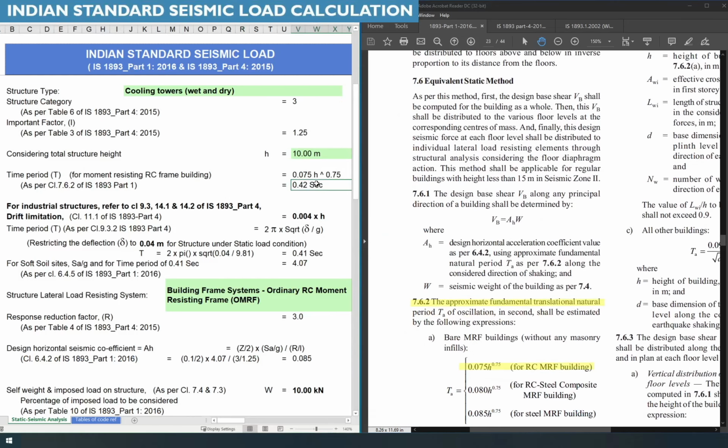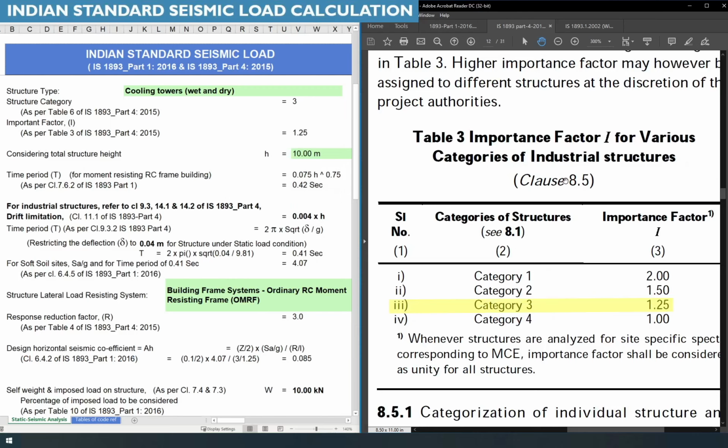So once we get this value, 0.075 h^0.75, by applying the height of 10 meter in this formula, I'm getting 0.42 second as my time period value. We need to check this along with the industrial structure categories also. For that we need to refer to Part 4 of IS 1893, clauses 9.3 and 14.1 and 14.2.